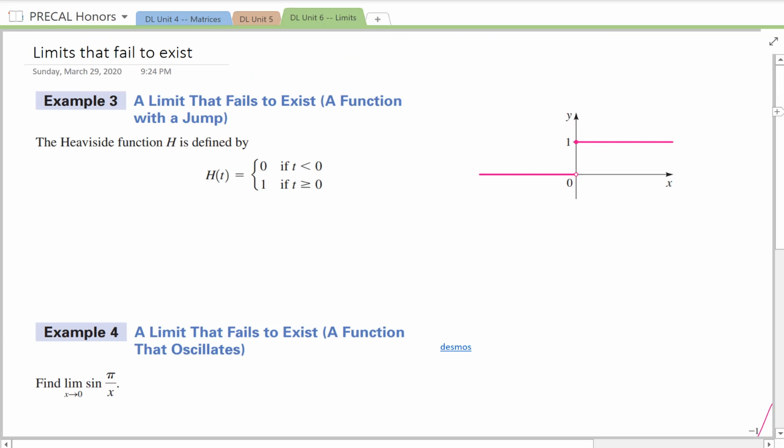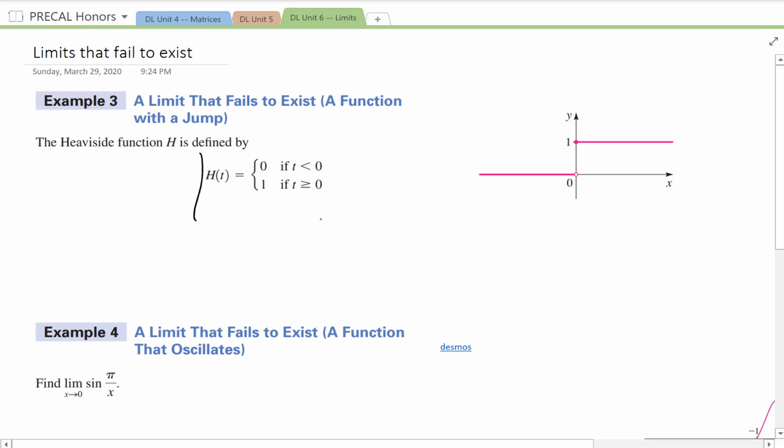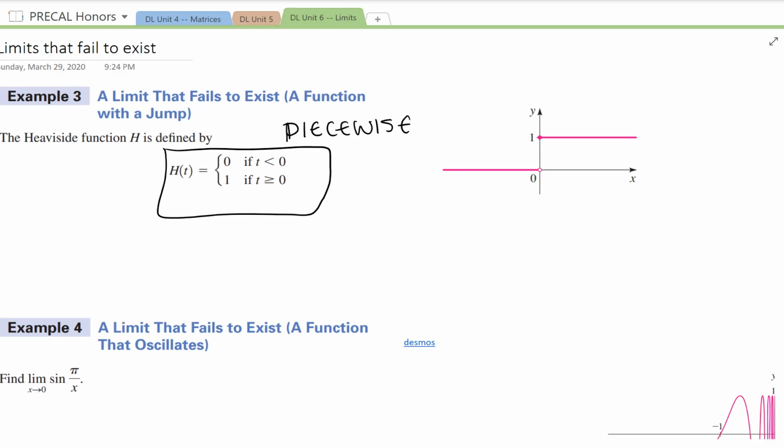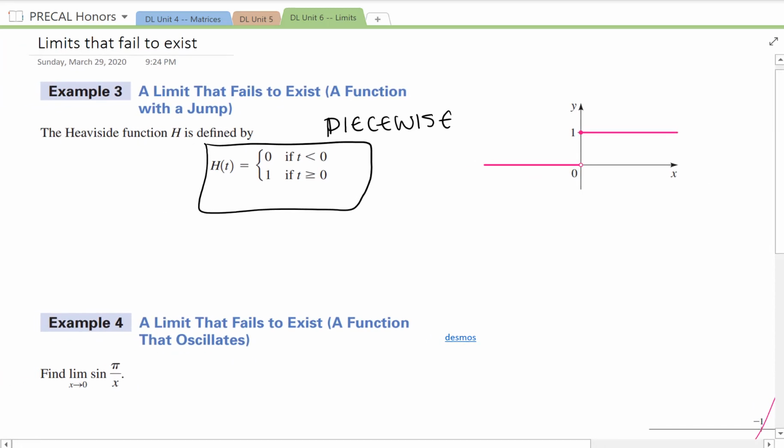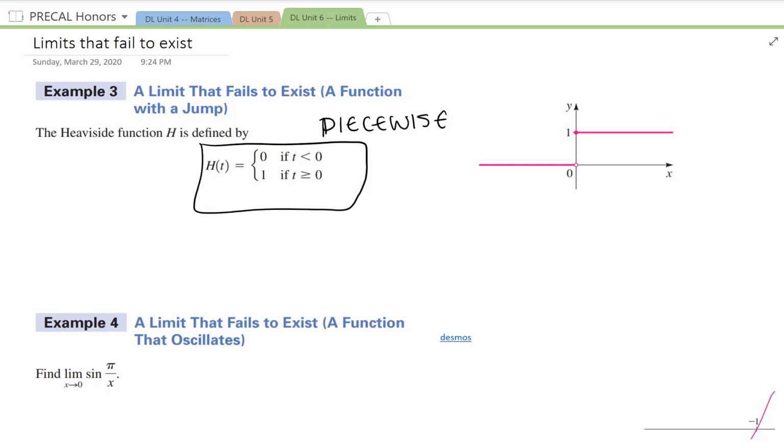Limits that fail to exist. Guess what? Not everything has a limit. The Heaviside function h is defined by, this right here is called a piecewise function, because the function is defined by two pieces, right? H of t is 0 if t is less than 0, but h of t is 1 if t is greater than or equal to 0.